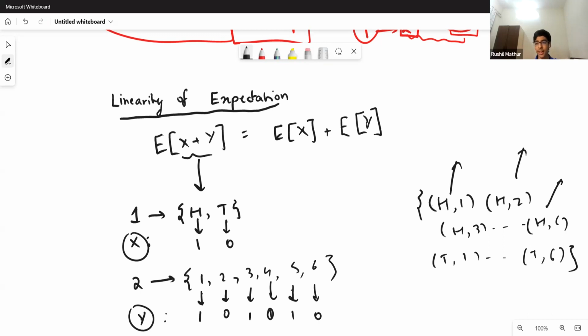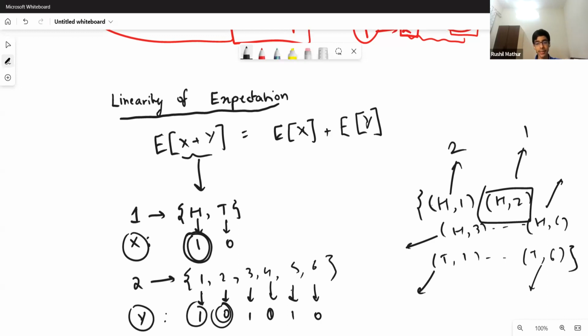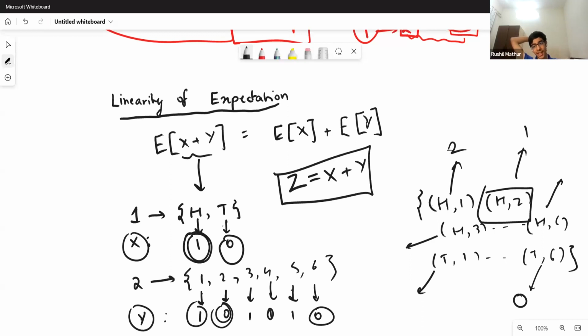And you map each of these 12 outcomes to a value, not just any value, but the sum of this value plus this value. If I'm trying to find head 2, I map it to the sum of head and 2, so 1 plus 0, which becomes 1. On the other hand, head 1 becomes 1 plus 1, which is 2. And tail plus 6 will be 0 plus 0, so this will be 0. So you're defining this random variable Z, which we call X plus Y, which does this weirdish thing. And it looks kind of stupid right now.